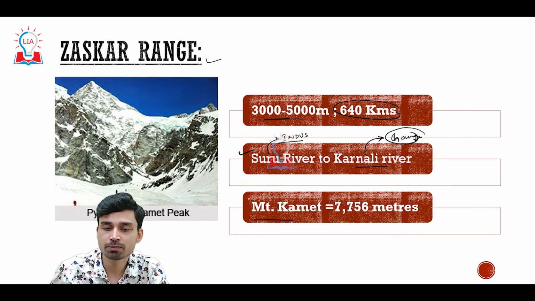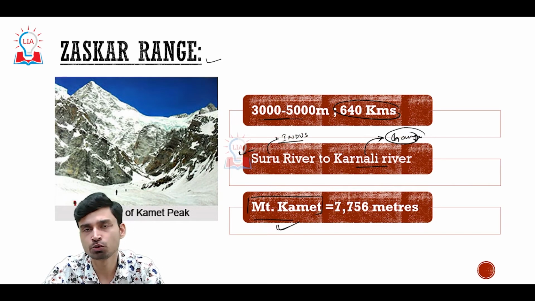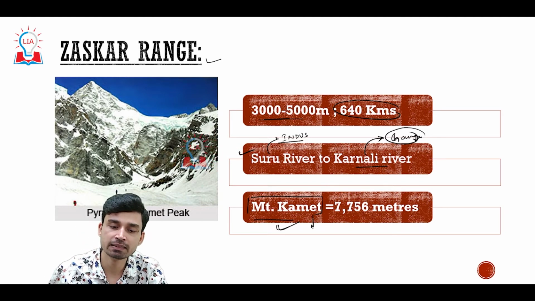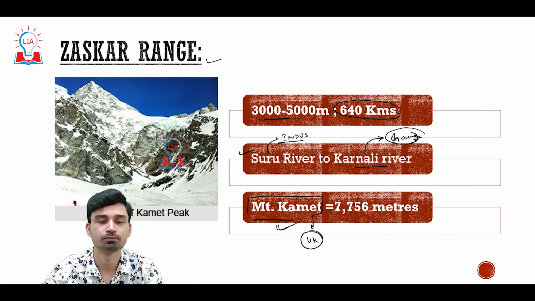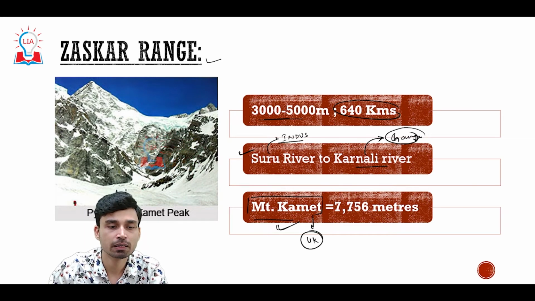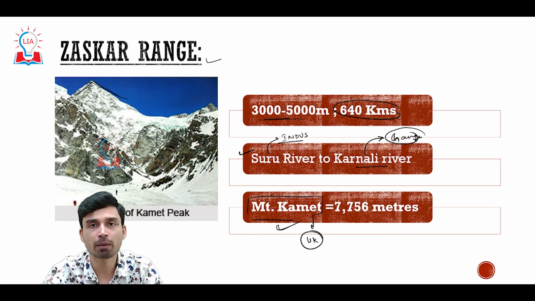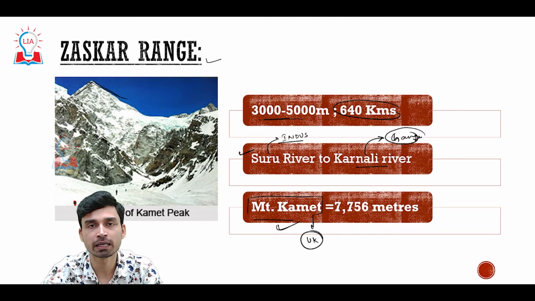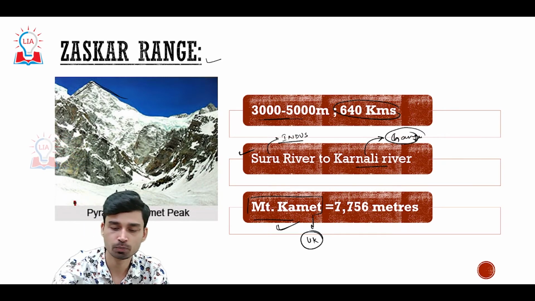The highest peak of the Zaskar range is Mount Kamet, situated at an elevation of 7756 meters in the state of Uttarakhand. If you look at this map, this diagram here, you can see that Kamet peak has a similar pyramidal structure to Mount K2, though at a much lower elevation as compared to K2.